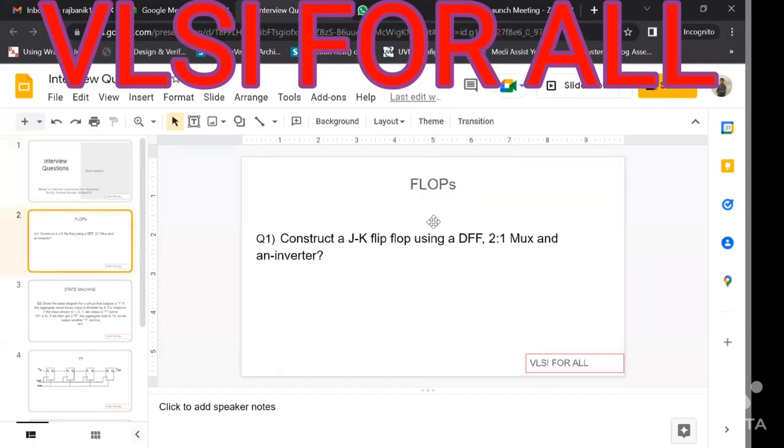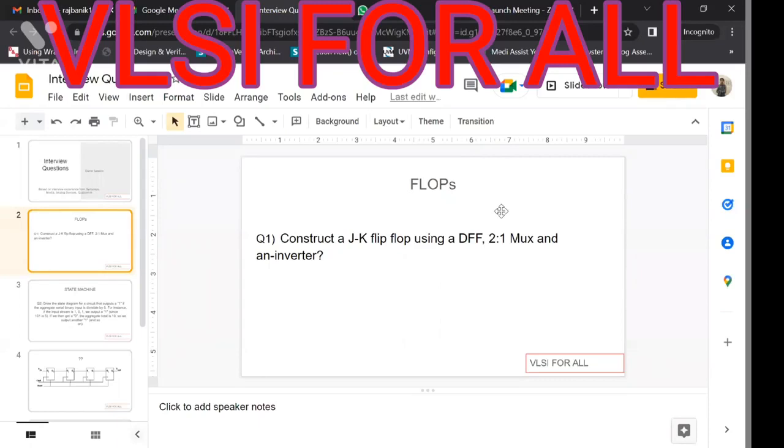In most interviews, especially digital interviews, flops are one of the most important concepts. Most of you might have heard questions like how to use a mux to construct a logic gate, how to use a 2:1 mux to make an AND gate, XOR gate, and those kinds of things. Those are all available on the internet, Google, and YouTube also.